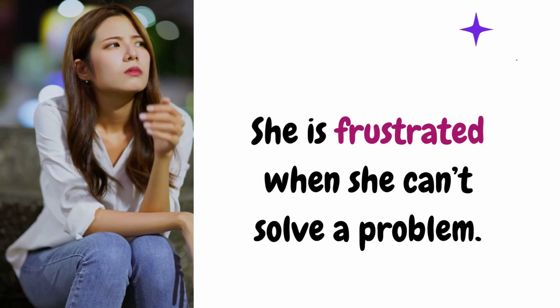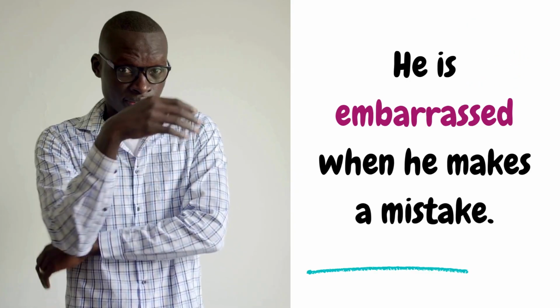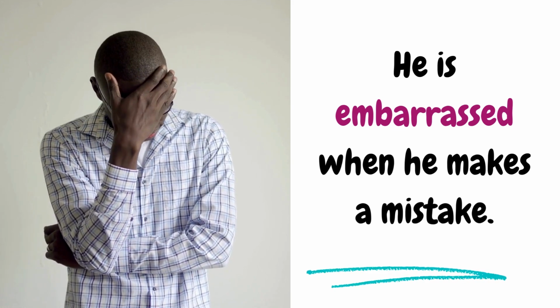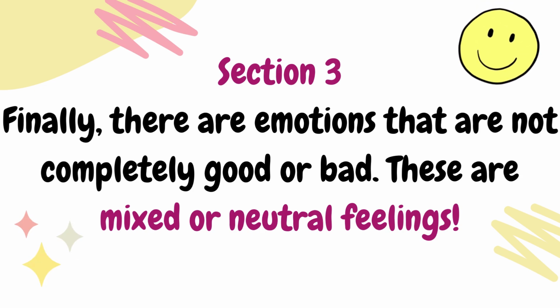4, frustrated. She is frustrated when she can't solve a problem. 5, embarrassed. He is embarrassed when he makes a mistake. Section 3, mixed or neutral emotions. Finally, there are emotions that are not completely good or bad. These are mixed or neutral feelings.